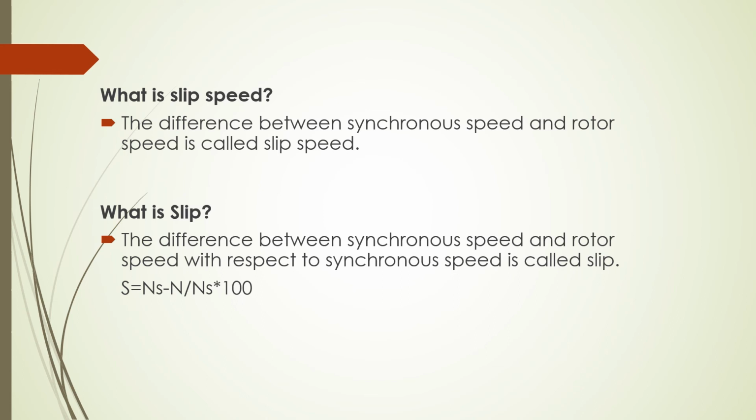What is slip speed? The difference between the synchronous speed and the rotor speed is called the slip speed. What is slip? The difference between synchronous speed and the rotor speed with respect to the synchronous speed is called slip. S = (Ns - N) / Ns x 100, where S is the slip, Ns is the synchronous speed, and N is the actual speed.